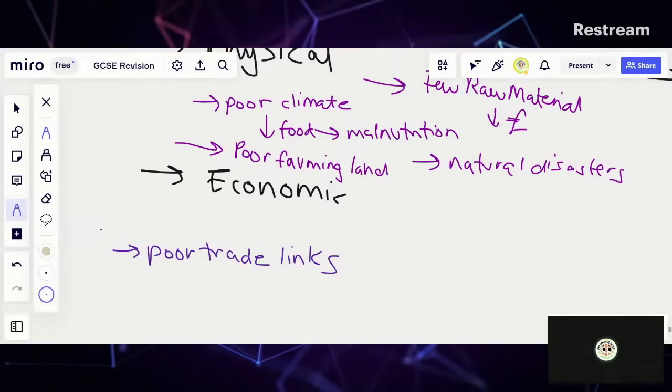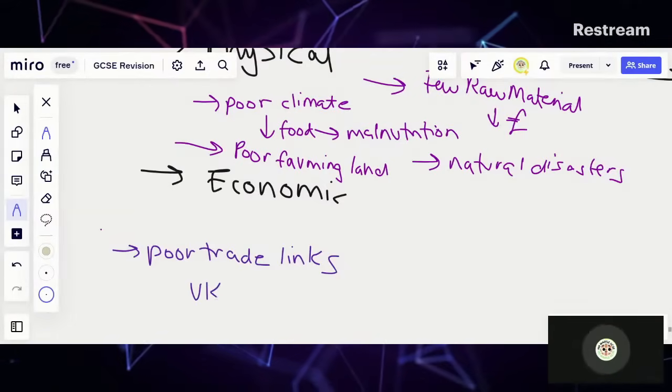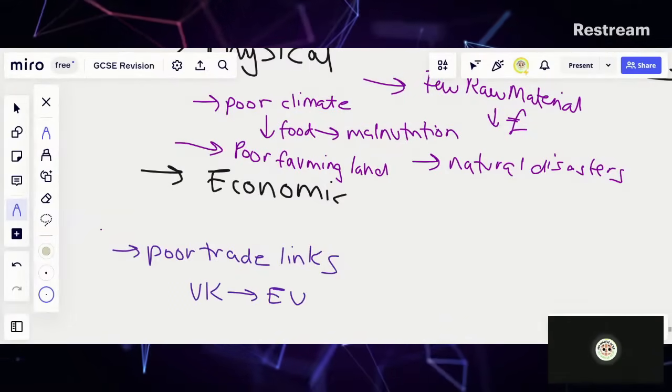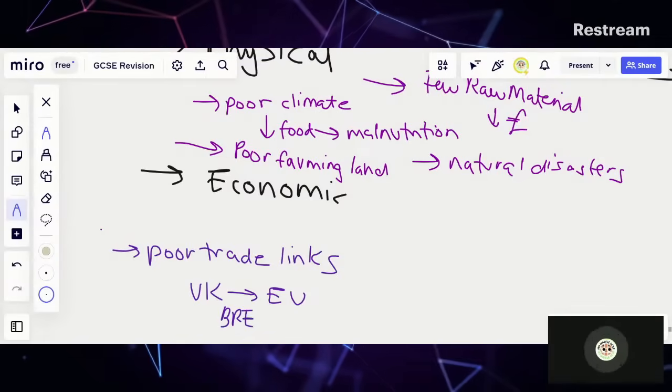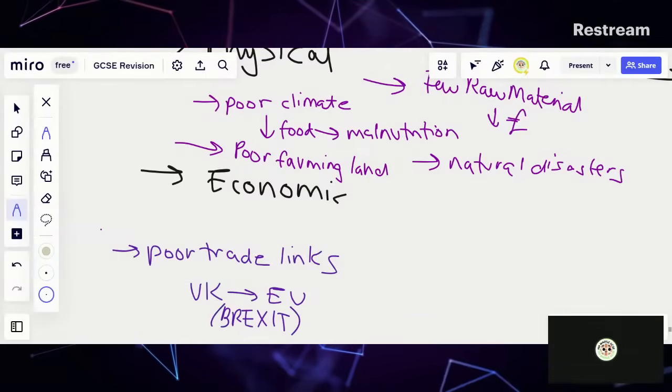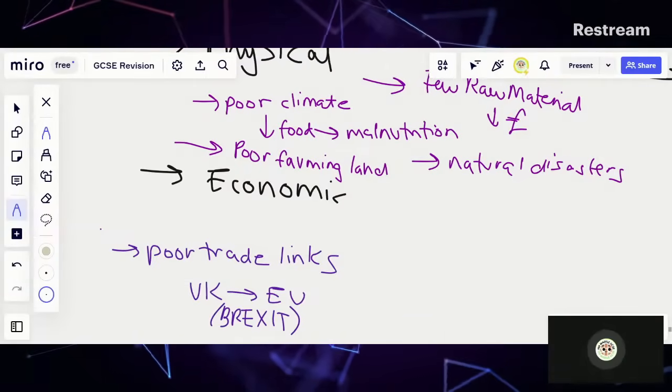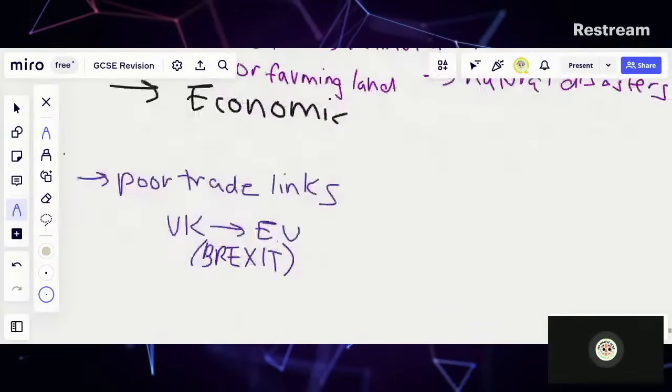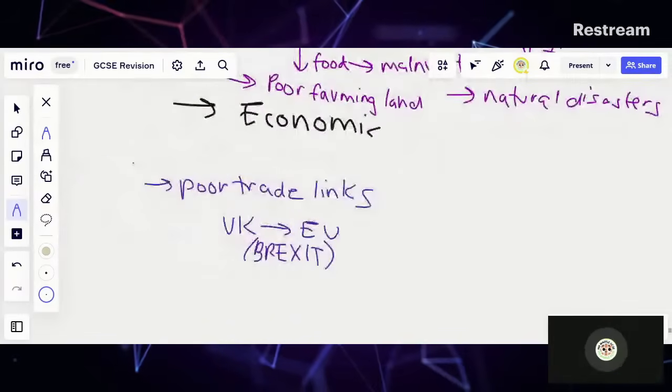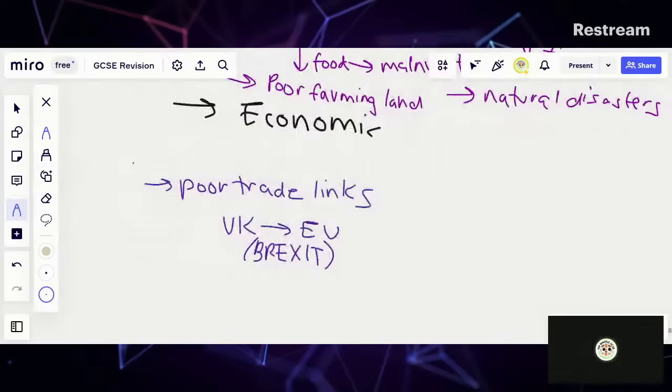For example, the UK used to have a really good relationship with the EU, but of course, because of Brexit, it's literally broken that. But before, because of this really good relationship, we would have a really good trade relationship. Whereas other countries may have really bad trade relationships, which means it's harder to sell things.